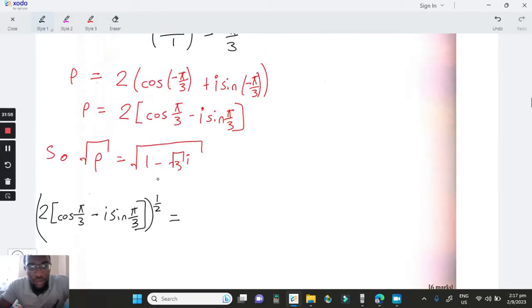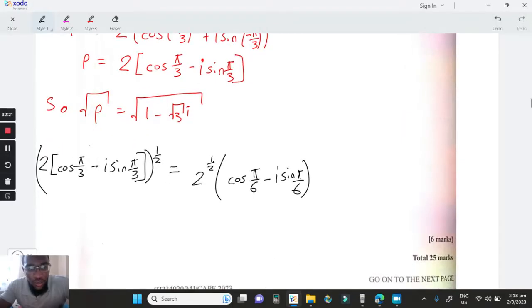In that case now, what you're getting, we're going to tell them this is now r to the n, so it's 2 to the half, in bracket, it's 2 to the half, times cos n theta, so it's cos half times pi by 3 becomes pi by 6, minus i sine pi by 6. Then you put that in the calculator.